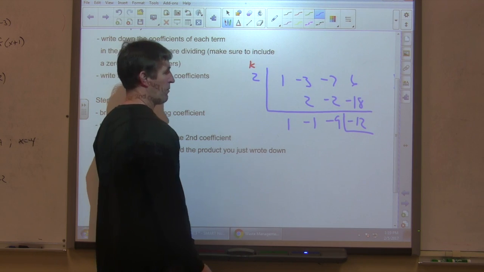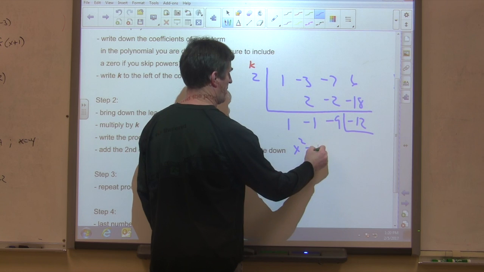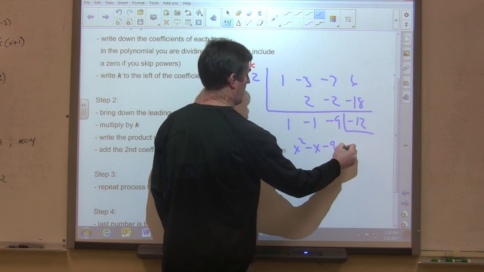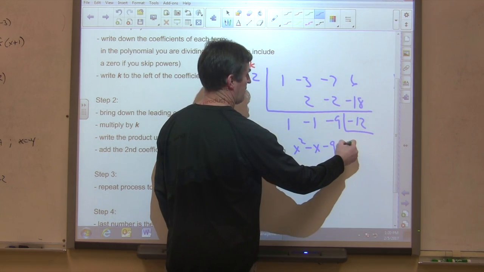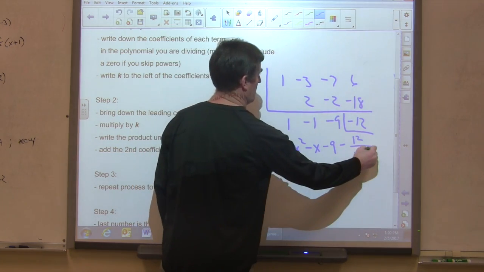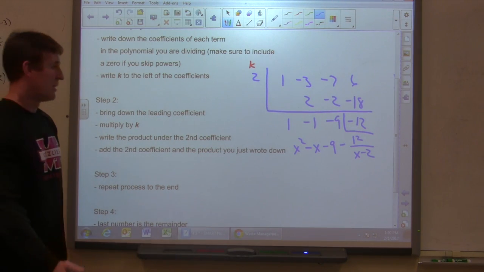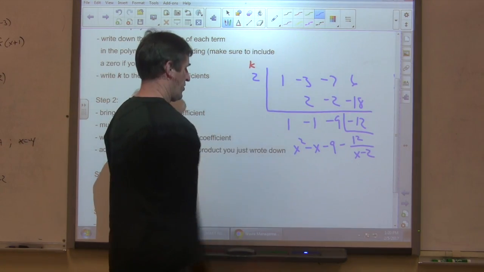And so my answer is, remember, again, I like to box that off. That last number is my remainder. Constant, first power, second: x squared minus x minus 9. Now you can put plus a negative 12 or you can put minus 12 over what we divided by, which is x minus 2. So it's real quick to do synthetic division.